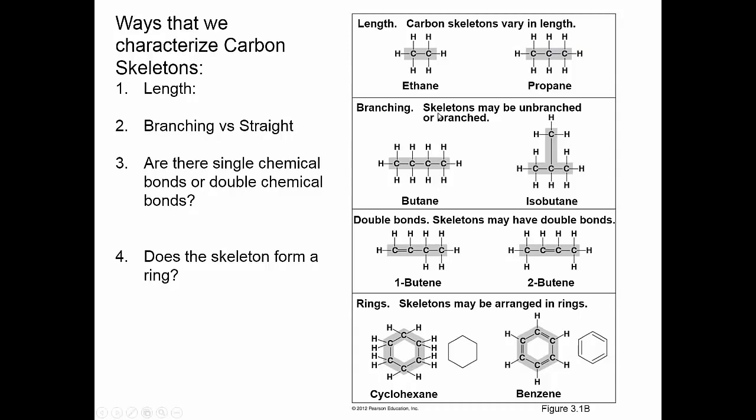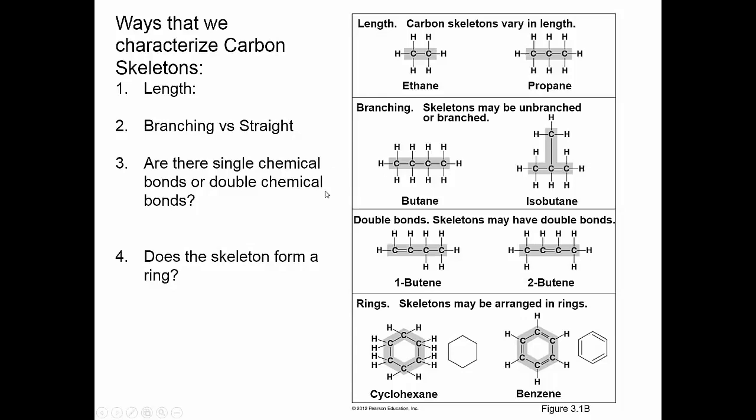Another way that we characterize them is, are they branched or are they straight? On the left, you see an example of butane. That's a straight carbon skeleton or carbon backbone. On the right, we see isobutane, and this one is branched. We have 3 carbons in a row, and then the center carbon branches up to another carbon. So another way to characterize a carbon-based molecule is whether it's straight or branched.